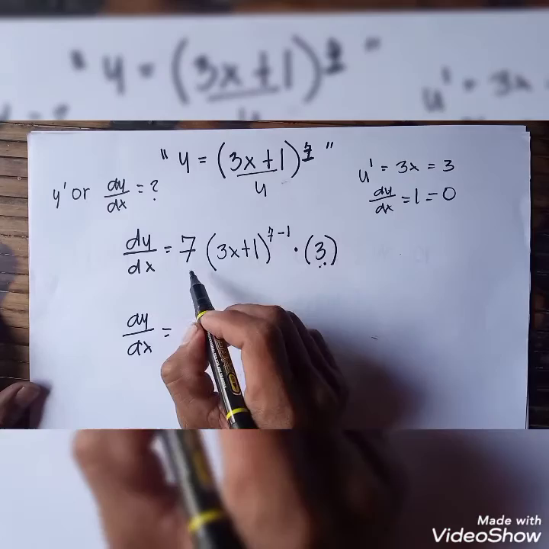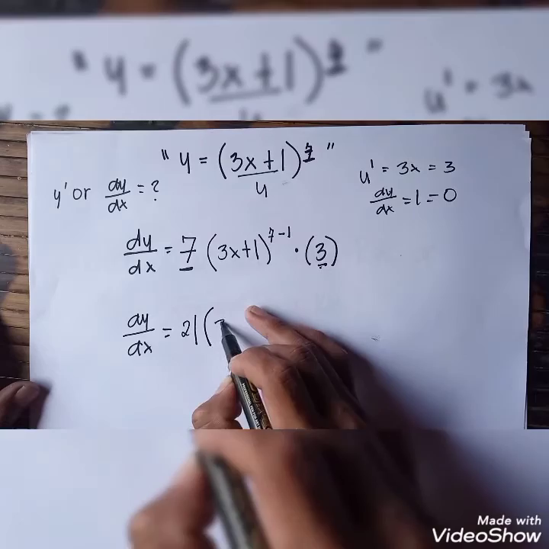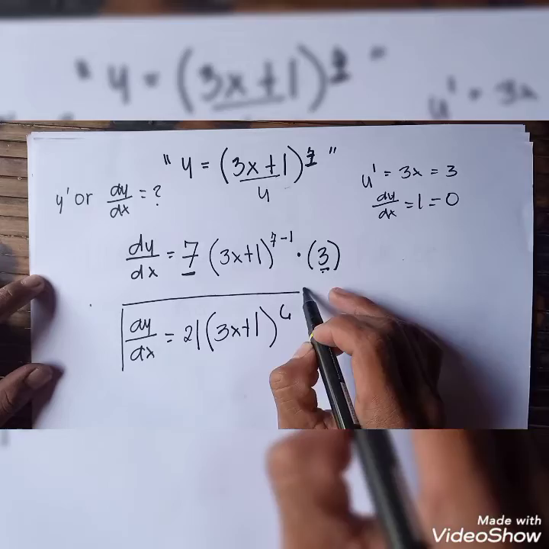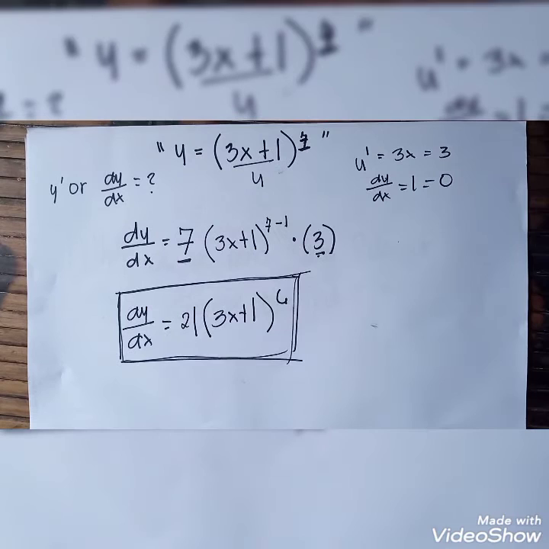So 7 times 3 is equal to 21, multiplied by 3x plus 1, which remains untouched because we do not derive this function, raised to 7 minus 1, which is 6. So this will now be our answer for the function (3x plus 1) raised to 7 using the general power rule.